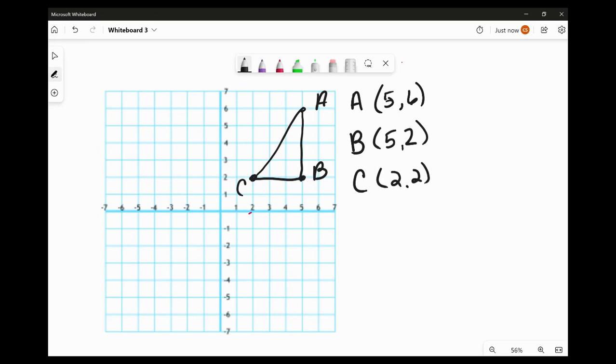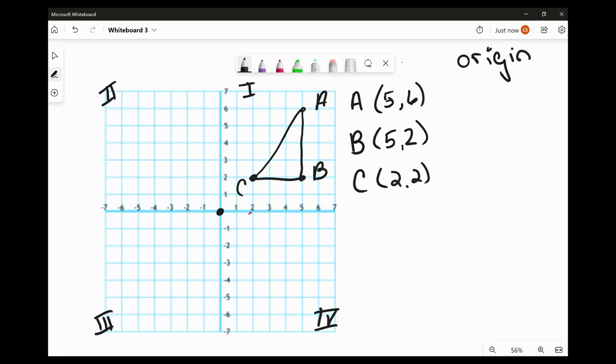Okay, we're going to look at rotations. We're only going to look at rotations about the origin, which means we're rotating it around the point of origin. We're going to look at 90 degrees and 180 degrees. One thing to pay attention to is the quadrants. So we have quadrant 1, 2, 3, and 4 because they come in really handy.